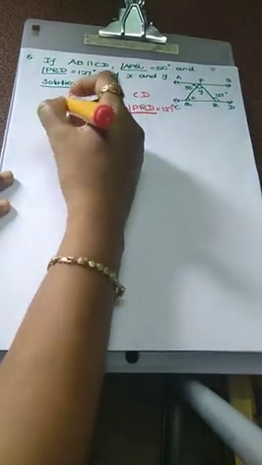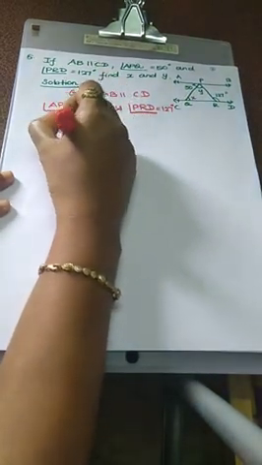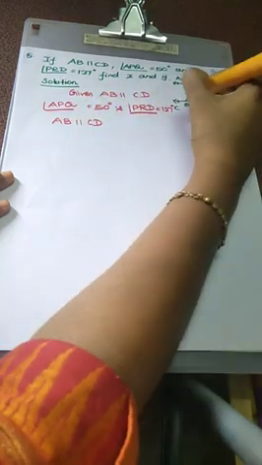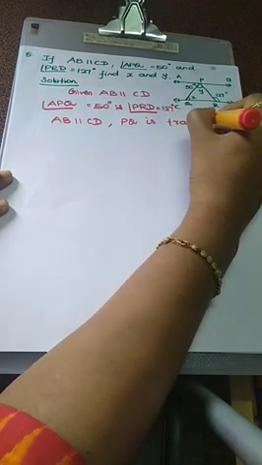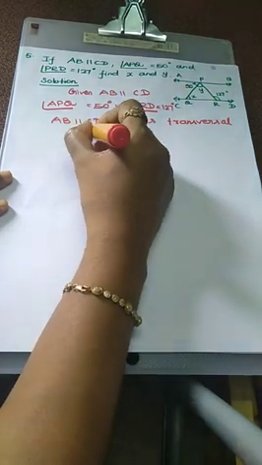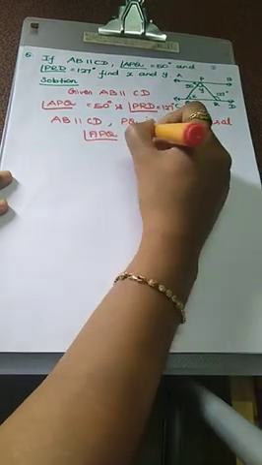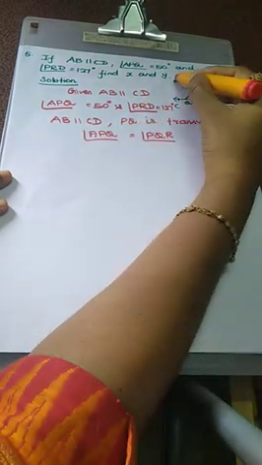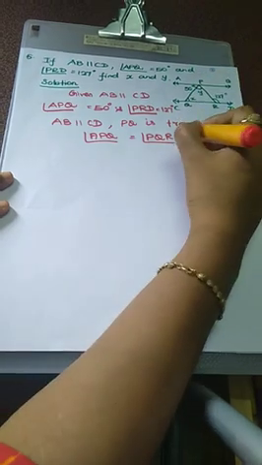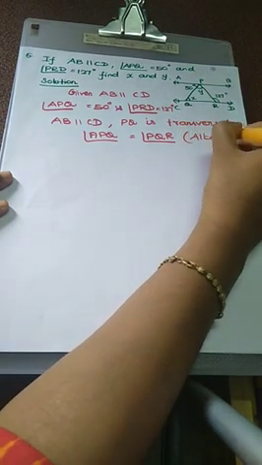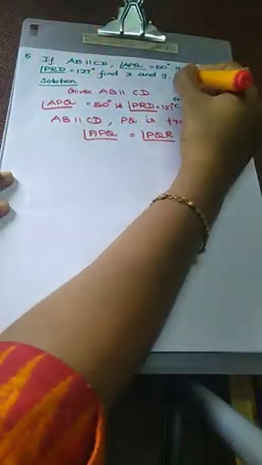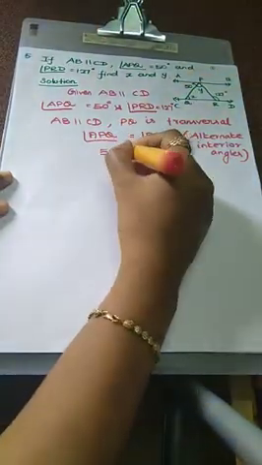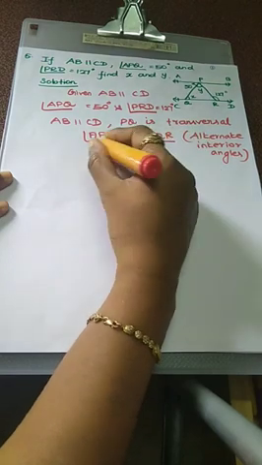Now apply the condition. AB is parallel to CD. PQ is a transversal. So we write APQ is equal to PQR, because these are alternate interior angles. What is the APQ value? The APQ value is 50 degrees. So angle PQR is also 50 degrees.